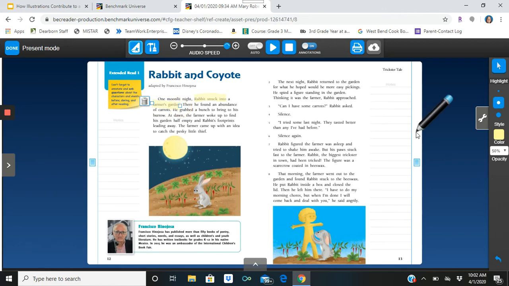So when I'm hearing that the rabbit snuck, okay, that word snuck, when I first read this, it reminded me of someone who's sneaky. Now I also keep reading, and I'm just going to skim through this because we've read this before, and that's okay. It says, there he found an abundance of carrots. He grabbed a bunch to bring to his burrow. At dawn, the farmer woke up to find his garden half empty and the rabbit's footprints leading away. The farmer came up with an idea to catch the pesky little thief.